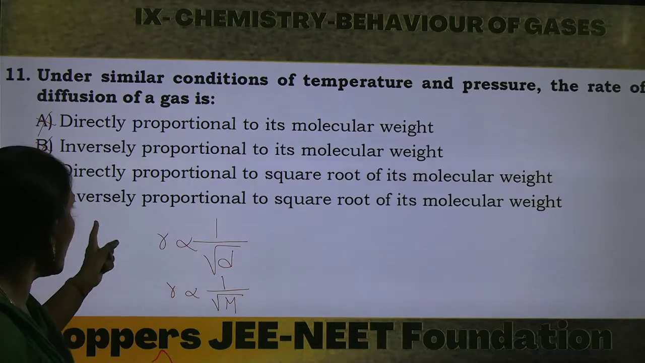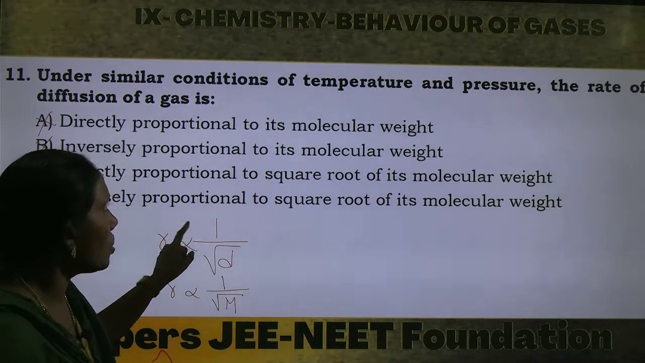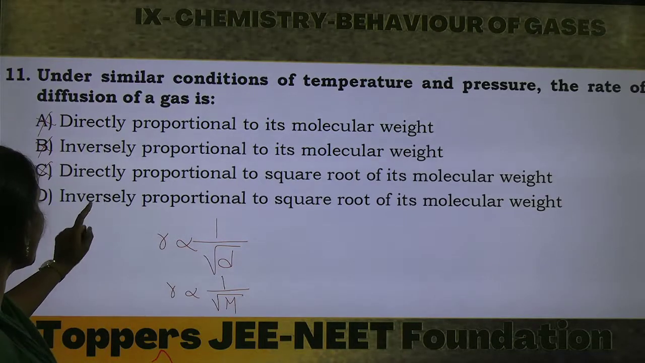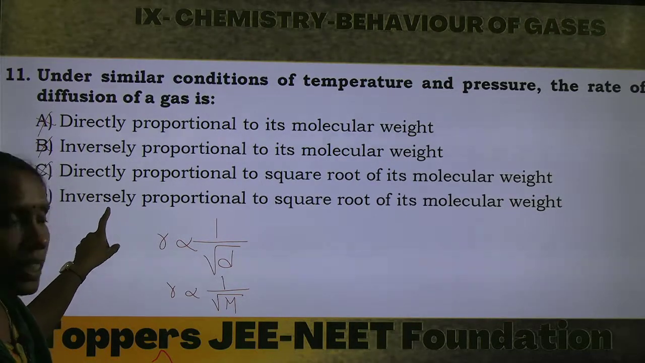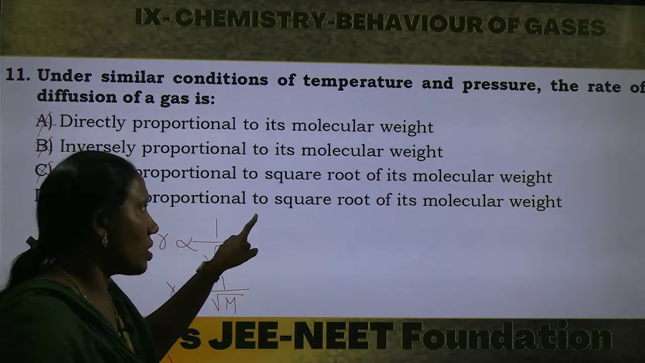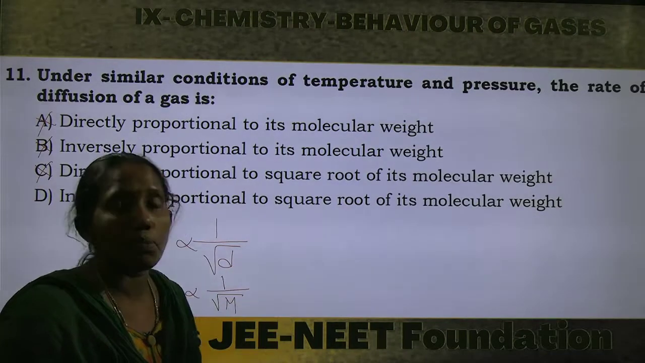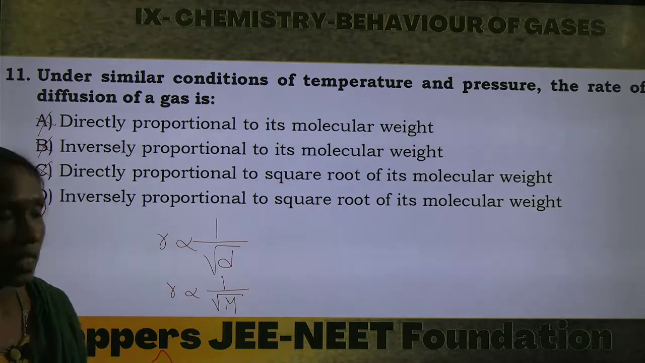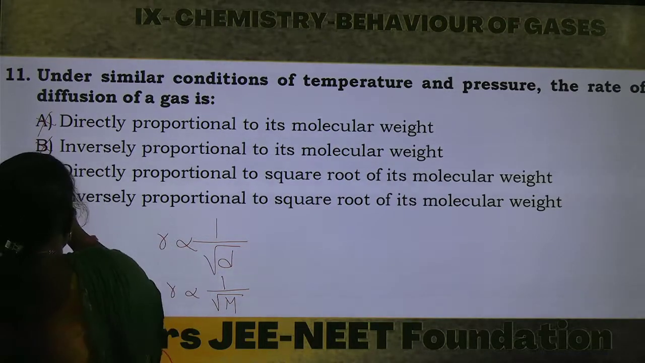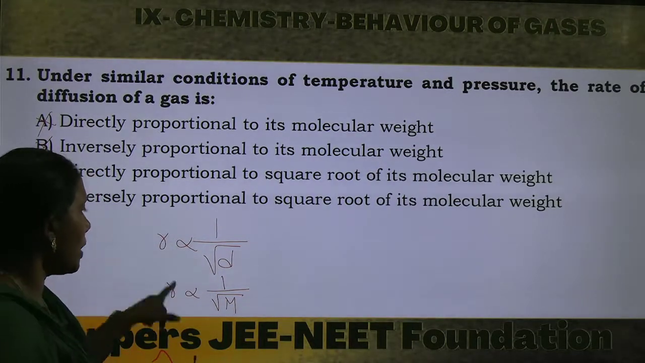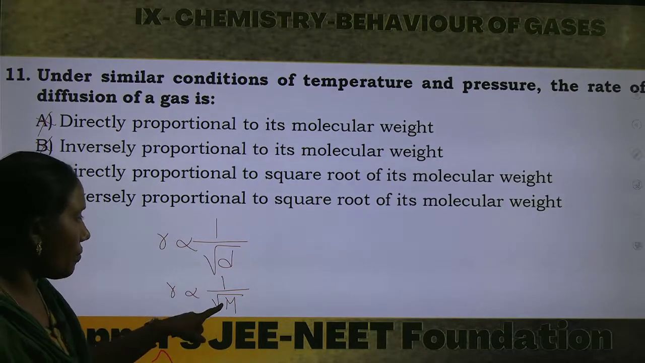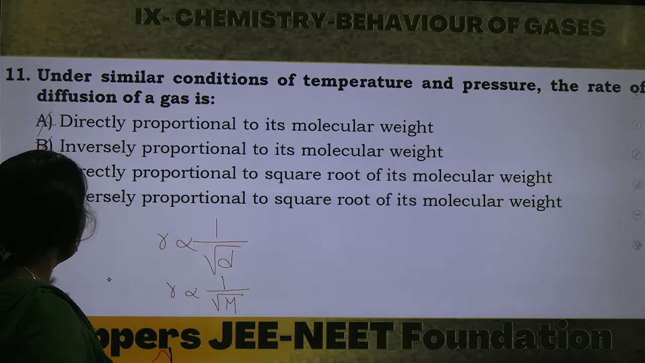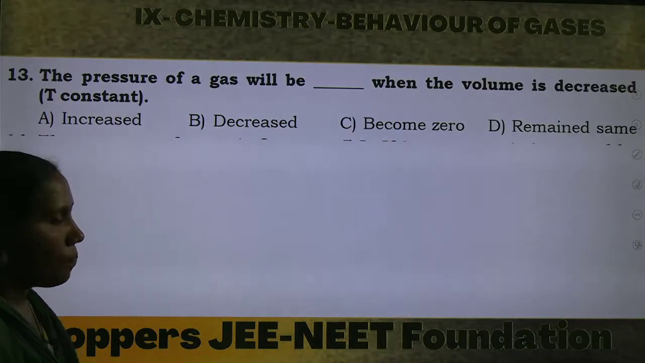Coming to the fourth one, inversely proportional. Under similar conditions of temperature and pressure, the rate of diffusion of a gas is inversely proportional to the square root of its molecular weight. That is the statement for the rate of diffusion of gases. So our answer is D, inversely proportional to the square root of its molecular weight. Now come to the next question.